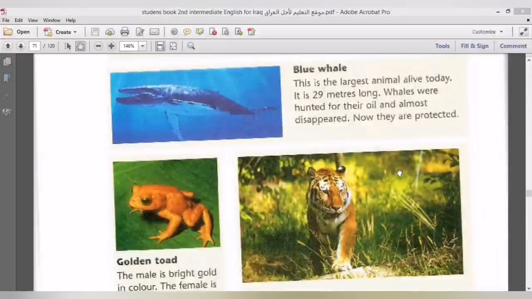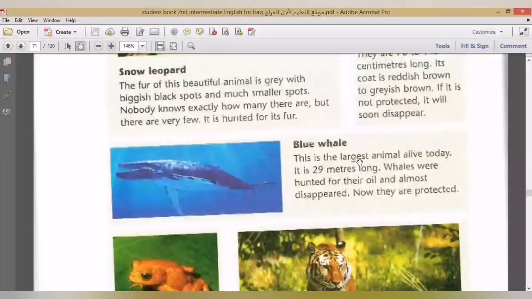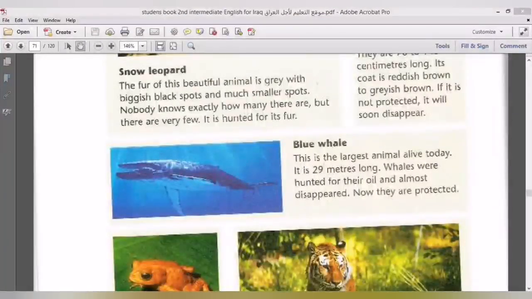Okay, welcome back. So we have read about these animals who are in danger. Now, which animal has horns among these? Which animal has horns? What is meant by horns? Can you hear me? Yes. So, which one has horns? Which one of these has horns? The ibex, yes, exactly.